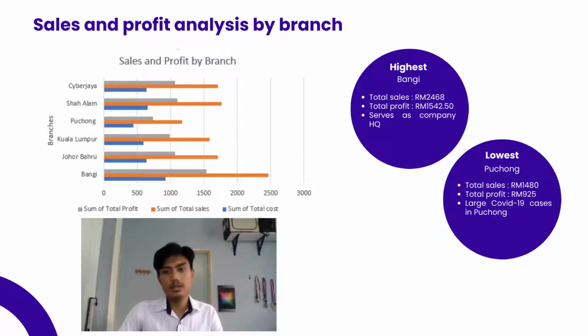Otherwise, we can see that we have the lowest sales at Puchong branch, with total sales of 1,480 ringgit Malaysia and a total profit of only 925 ringgit. This is because there were a large number of COVID-19 cases in Puchong during that time, so that is why Puchong had the lowest sales at that time.